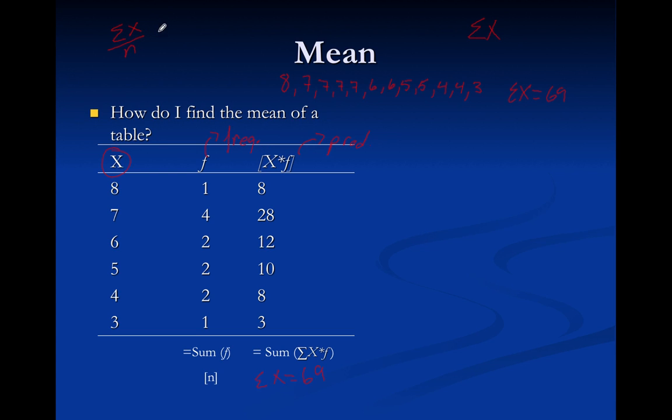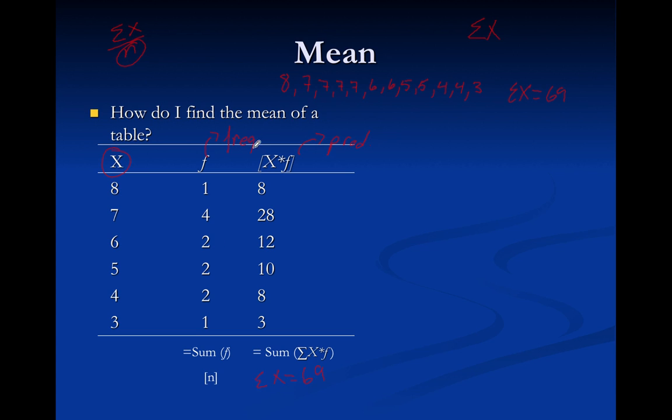So I already know what sum of x is, and now the next thing I need in my equation is I need lowercase n. So I need my sample size. So where can I find my sample size here? My sample size is easily calculated from this column right here, so my frequency column. So how can I actually find my sample size from this frequency column? Just sum up the numbers here. So in other words, add these numbers up.